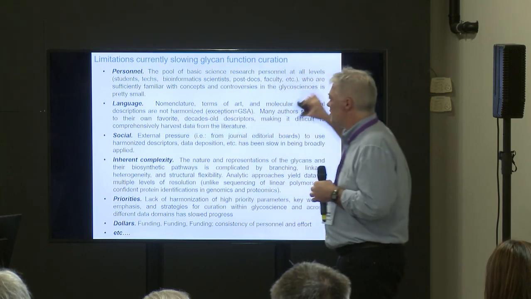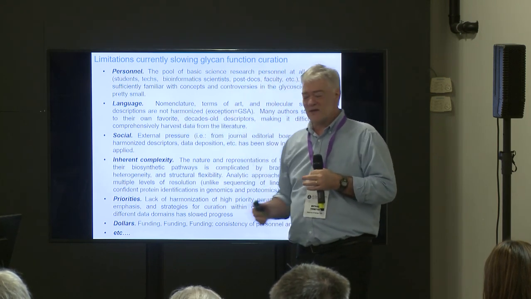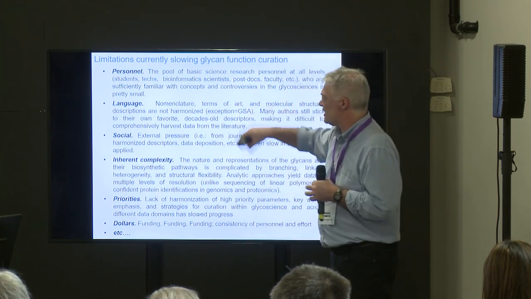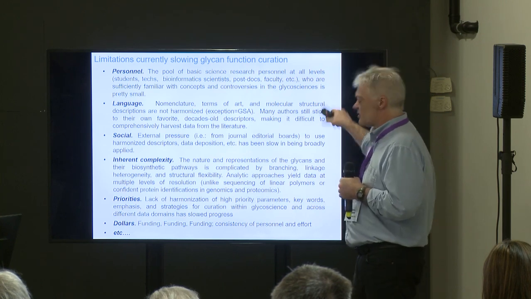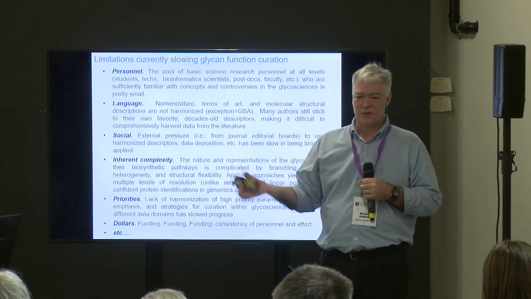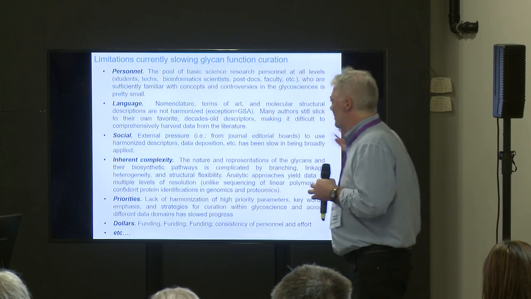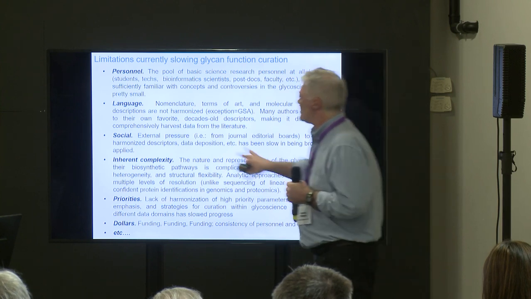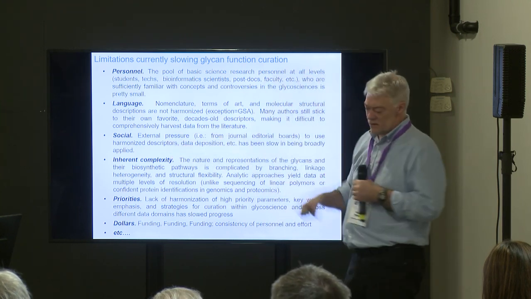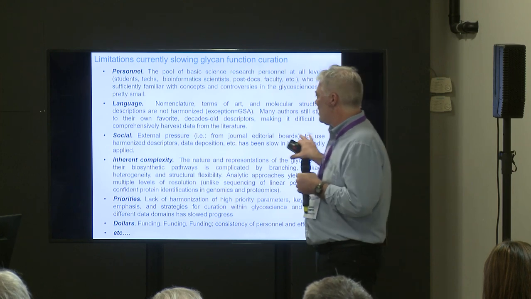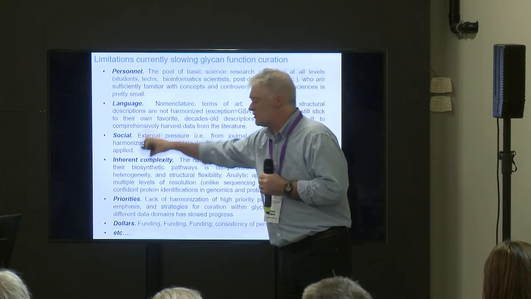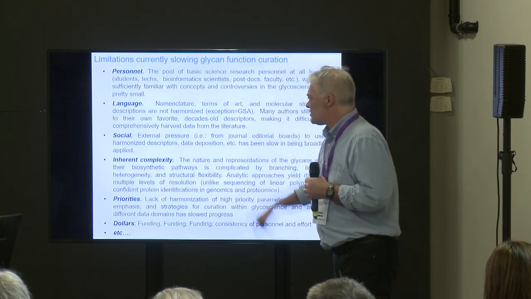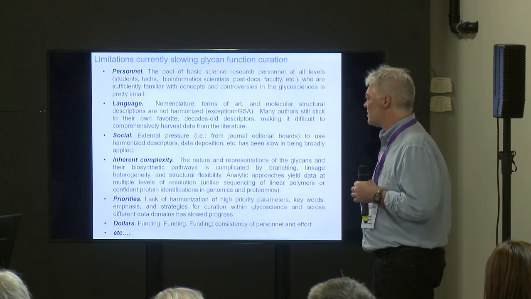Language is a limitation. We do have some harmonized ways to talk to each other, especially within the collaborators that are here and the GlySpace Alliance and their collaborators. But there's still a lot of people that want to call their glycans what they want to call them, and that don't quite line up with what would work from an informatic standpoint. There are some social limitations. It would be nice if some of our journal editorial boards would put some pressure on authors to use the harmonized ways to express glycans. That would be a big boost, but that's been slow to come. It's getting better, but it's been slow.